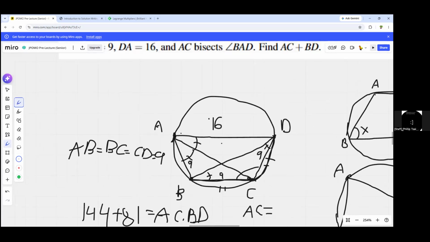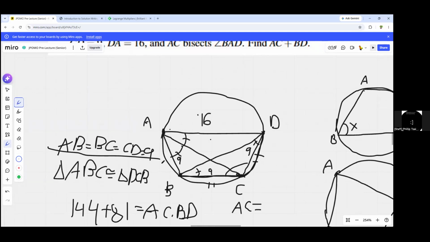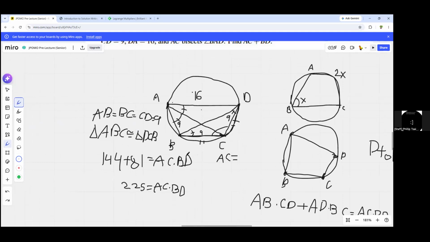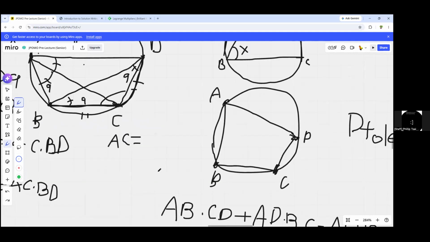that triangle ABC is congruent to triangle DCB. For this case, we can show it by AAS since angle CAB is equal to angle ACB, which is equal to angle DBC, which is equal to angle BDC, and since AB is equal to BC equals CD equals 9, right? So therefore, we can show that AC is equal to BD.